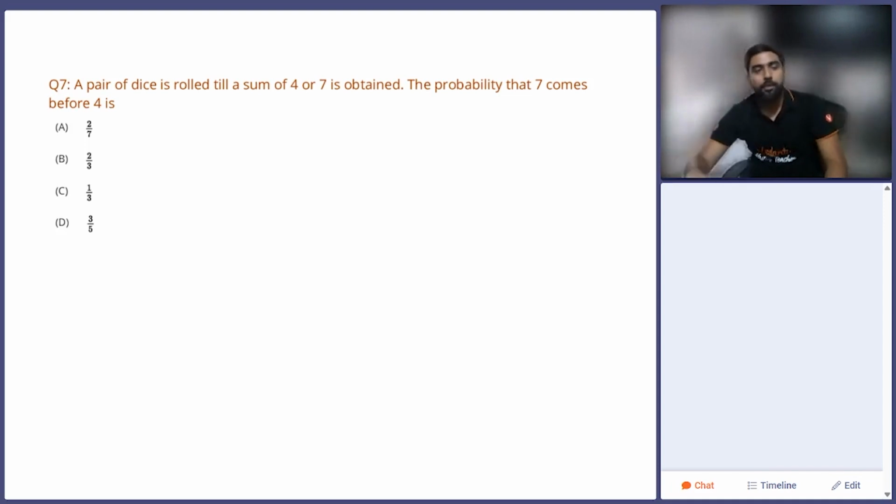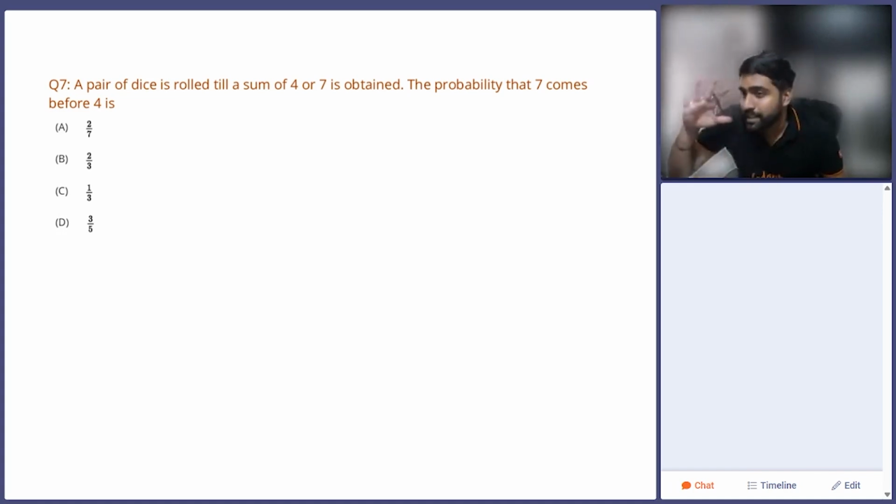Okay, moving on. What do we have? A pair of dice is rolled until the sum 4 or 7 is obtained. What is the probability that 7 comes before 4? So now the idea is we need to ensure that you are getting a 7 before you are getting a 4. You are doing this endlessly, so this is a case of infinite cases possible. You have to add all the cases, right? It's this category. So how do we go about it?